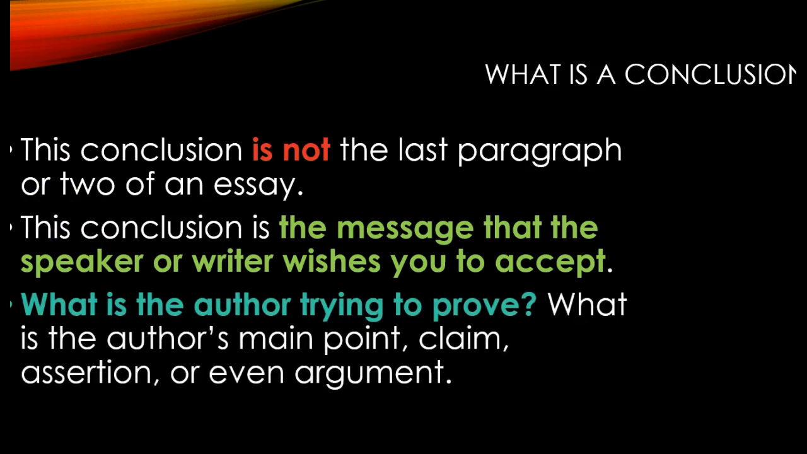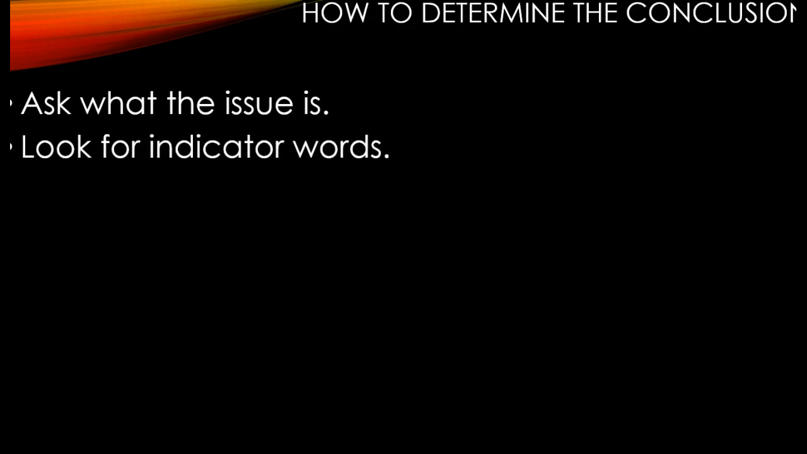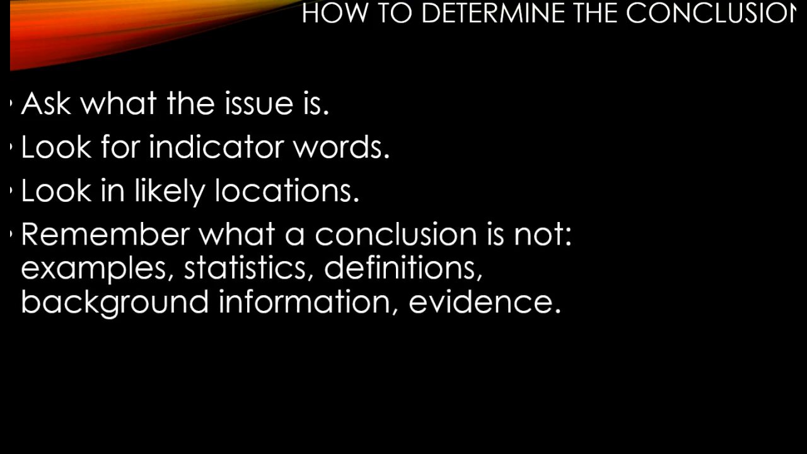So what is the author trying to prove? Well, what is the author's main point, claim, assertion, or even argument? What do they want you to believe when you walk away from reading? Okay? So how do you determine the conclusion? You ask what the issue is, right? You look for indicator words. And in the book, in the chapter, they give you a bunch of indicators, words like consequently or therefore, and the likely locations for finding the conclusion. Okay, so take a look at what the book says.